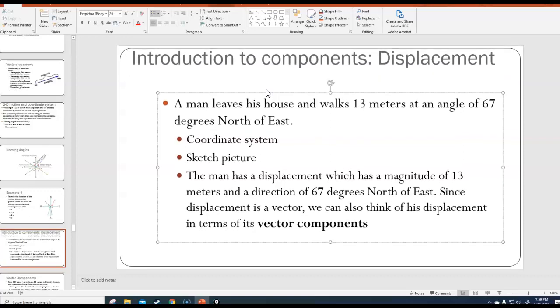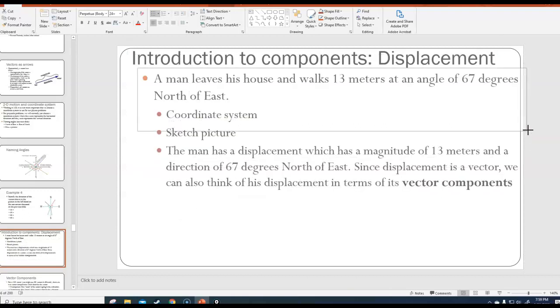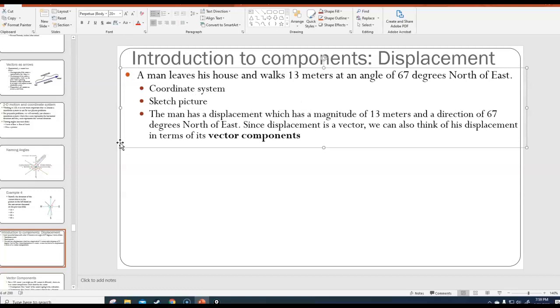Let's say, for example, that I am in my house and I'm going to try to draw a picture. I don't know if it's going to work. Let's say I set up my coordinate system so my house is at the origin. So this is my initial position. I leave my house and I walk 13 meters at an angle of 67 degrees north of east. That's a displacement vector, by the way, because it's telling me how far I went. The magnitude is 13 meters, and the direction is 67 degrees north of east. So if I were to sketch this vector, the length would be 13 meters, and the direction would be 67 degrees north of east. That's the north of east angle. So there's my picture.